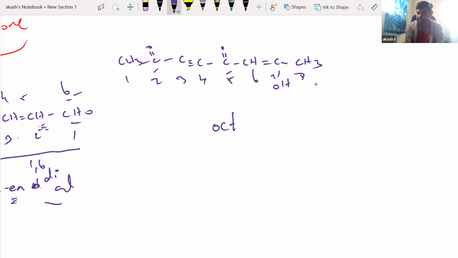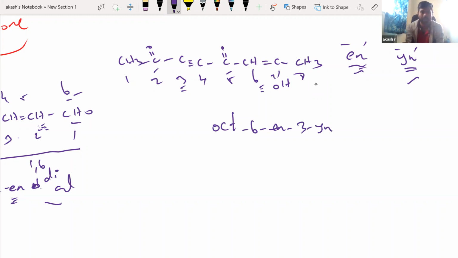Now, what we have to understand is that we have en and yn only as the secondary suffixes, not yne or ene. You have to write en or yn only. And whenever you have both a double bond and a triple bond present, you have to follow alphabetical order. Alphabetical order means en you should write first, then yn. So in the 6th carbon atom you have a double bond, so it is 6-en, and in the 3rd carbon atom you have a triple bond, so it is 3-yn only.